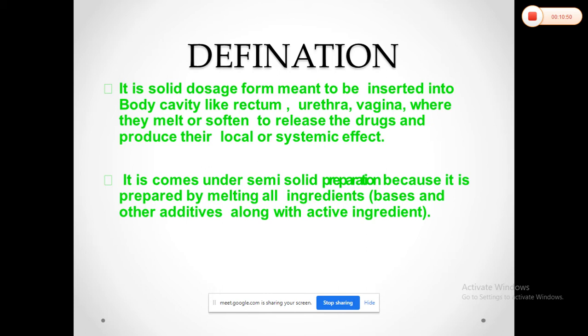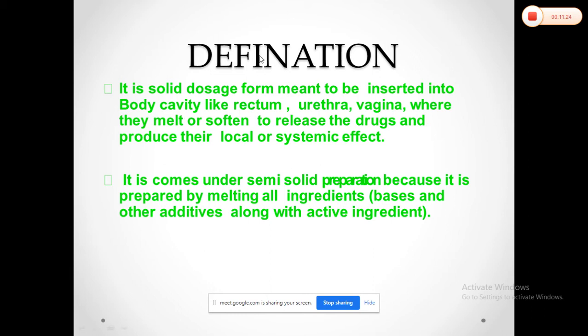In some books it is called a solid preparation, but if you consider it a semi-solid dosage form, we have seen that when you prepare any ointment, cream, or a glycerol gel, you have to melt all the ingredients and add the other additives along with the active ingredients to the melted bases. That's why suppositories come under the semi-solid dosage form.